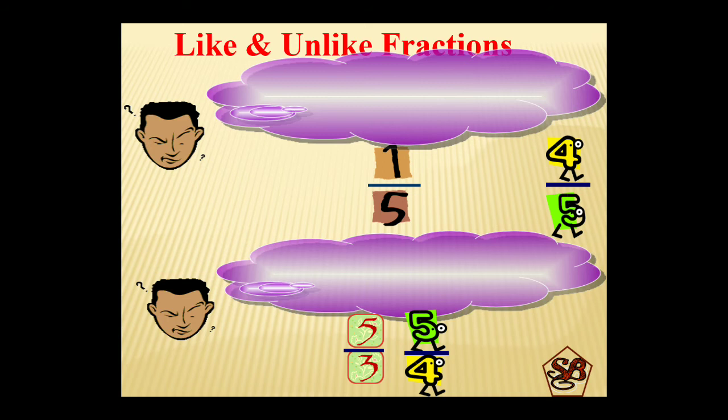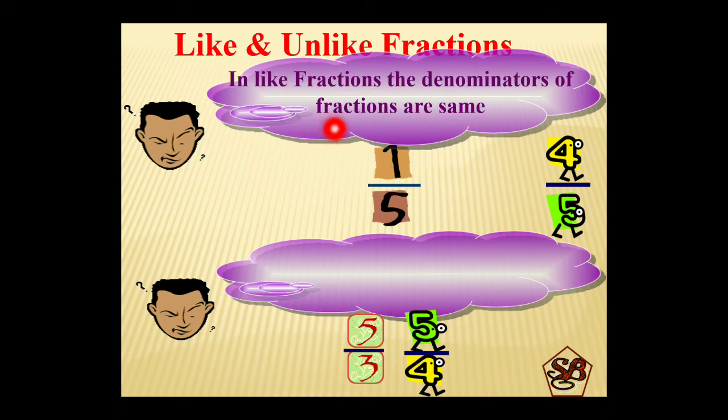Like and unlike fractions. Like fractions are those fractions which have the same denominator. In like fractions, the denominators of the fractions are the same. Here are some examples. 1 by 5, 8 by 5, 3 by 5, 4 by 5. In all the cases you see that denominators are the same. So this group of fractions is called like fractions.